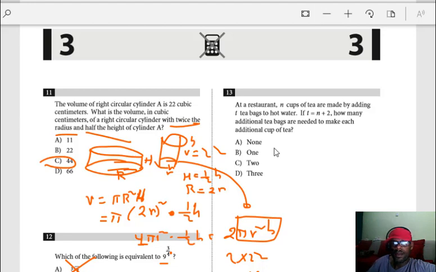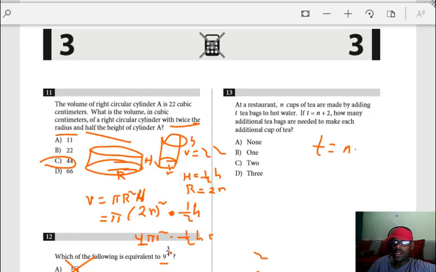At a restaurant, n cups of tea are made by adding tea bags to hot water. If t is equal to n plus 2, okay, the equation is setting t equals n plus 2. This means it's set in the y equals mx plus b format. So the rate of change is 1. For example, as n, the number of cups of tea, keeps increasing, the number of tea bags also keeps increasing, tea bags for hot water.